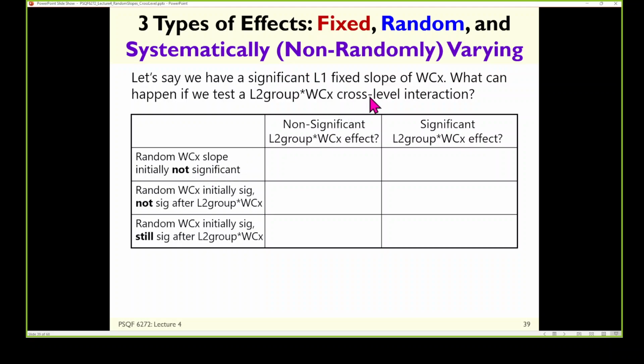If I go ahead and test the cross-level interaction, then I would say that the level 1 slope for within school X is systematically varying. It is varying systematically as a function of group, but not randomly. So that would mean that public schools get one slope, private schools get another, and that's it in that example. If it were not significant and I kicked out the cross-level interaction, I would stick with the word fixed, meaning every cluster gets the same within school slope.